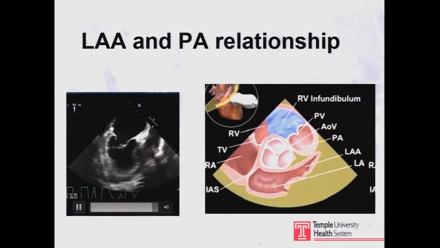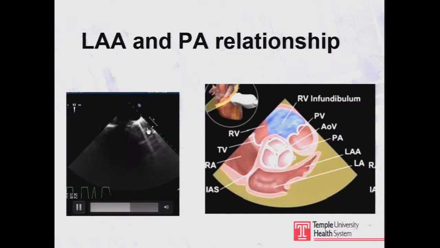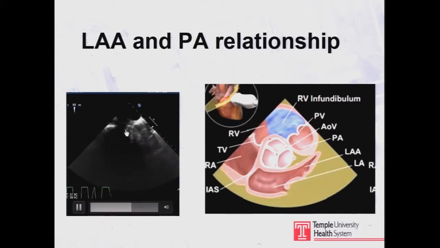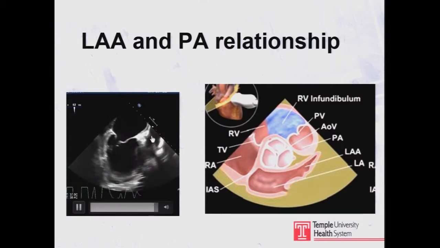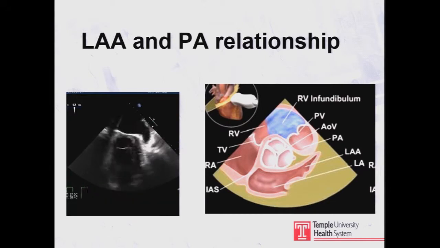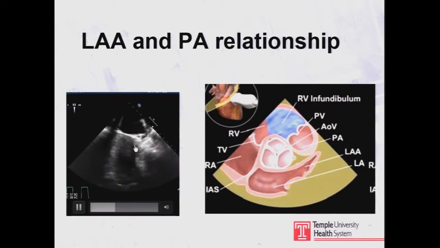And again, I want to emphasize that the left atrial appendage and the pulmonary artery are right next to each other. And you'll see this as you do TEEs. This is just rotating the probe, not omniplaning, not antiflexing, just rotating the probe from one side to the other to see the pulmonary artery and then the left atrial appendage.